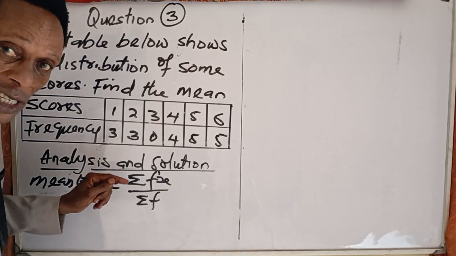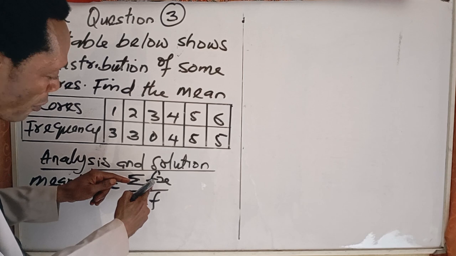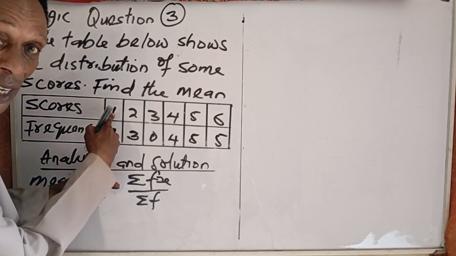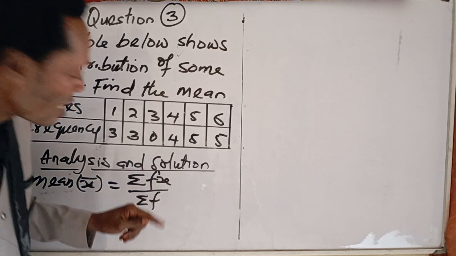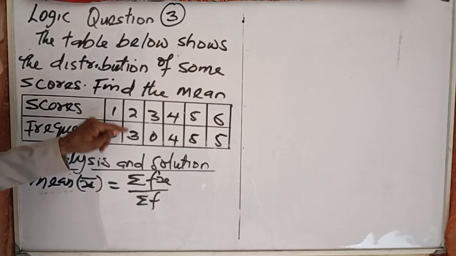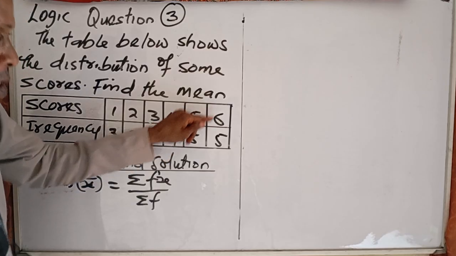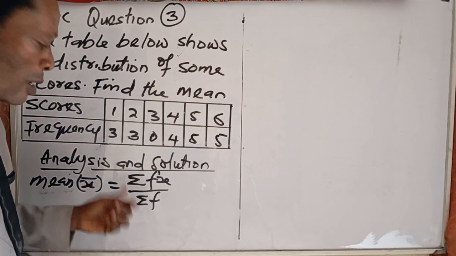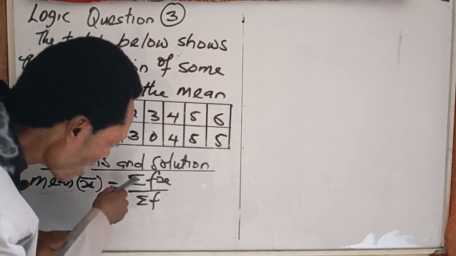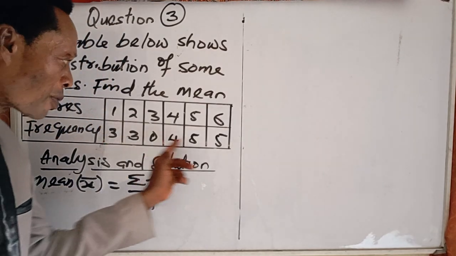So what it simply means is this. You sum up the product of the frequency and the values. What it means is this: you use 1 to multiply with 3, plus 2 times 3, plus 3 times 0, plus 4 times 4, plus 5 times 5, plus 6 times 5. So this one means a sum. All over, you sum of this also.